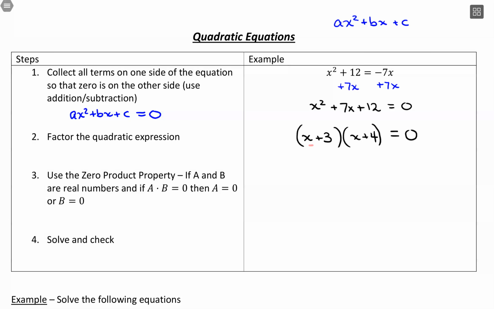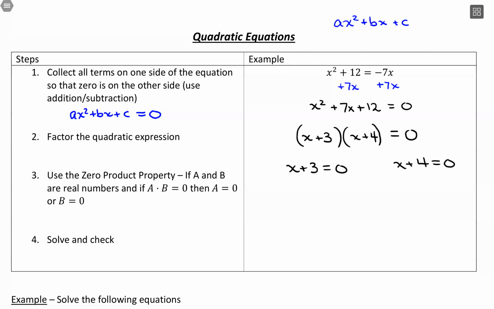Same thing is true here in this factored form. It's the idea that this x plus 3 must be equal to 0 so that it multiplies and gives us 0 out, or x plus 4 has to equal 0 so that when they multiply, we get 0 out. So what we end up doing is splitting our equation. We end up with two possibilities: x plus 3 is equal to 0, or x plus 4 is equal to 0.